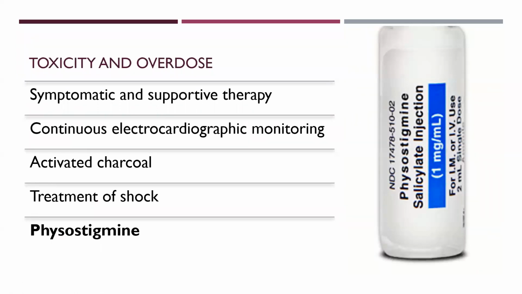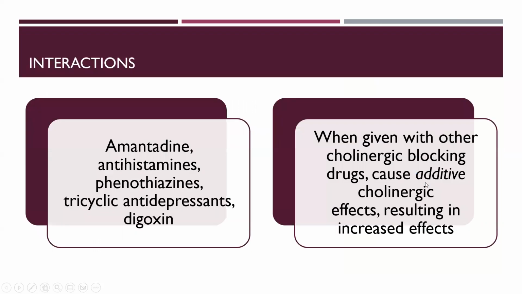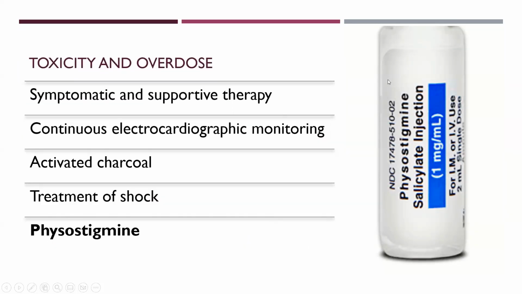So for our toxicity and overdose, once again, we can do supportive care. So this is if I've given too much of an anticholinergic. You want to have them have continuous electrocardiographic monitoring. They can have activated charcoal, treatment of shock, and physostigmine. This is used as the antidote for atropine. So it's important to know if I give too much atropine that I do have something I can give.